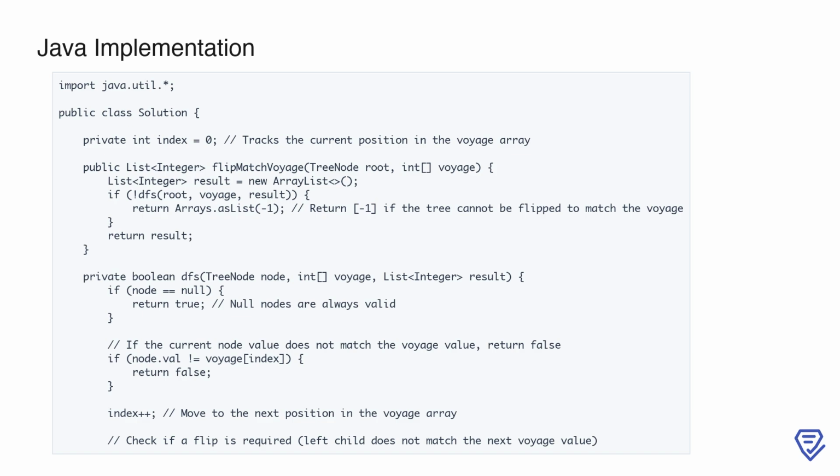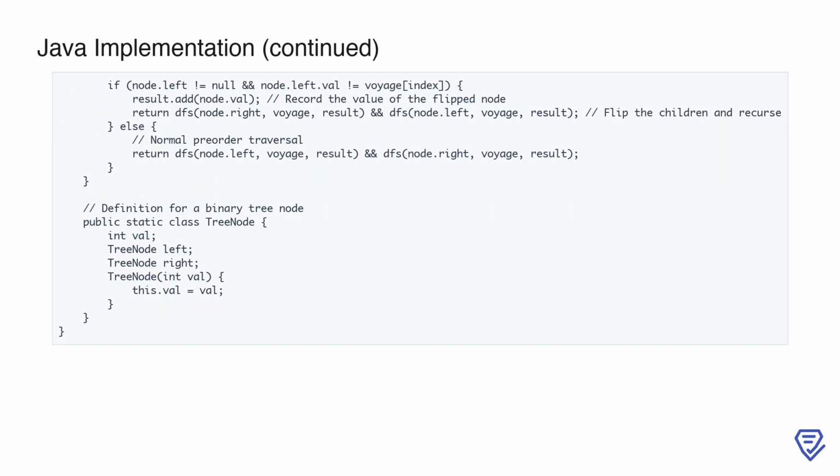If the values match, we increment the index to move to the next position in the voyage array and proceed to check the children of the current node. Now, the DFS method evaluates whether a flip is required. This happens when the left child exists but does not match the next value in the voyage array. In this case, we record the value of the current node in the result list, as this node represents the root of a subtree where the flip occurs.